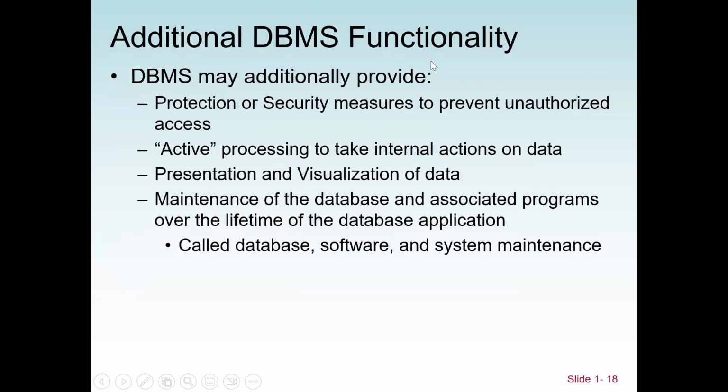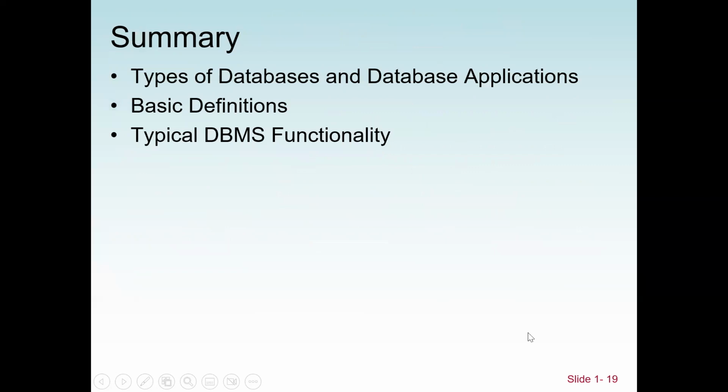Additional database management system functionality includes protection or security measures to prevent unauthorized access, active processing to take internal actions on data, presentation and visualization of data, and maintenance of the database and associated programs over the lifetime of the database application, also called the database software system application. So in summary, we went through different types of databases, the definition of database applications, and also the typical functionality of a database management system.